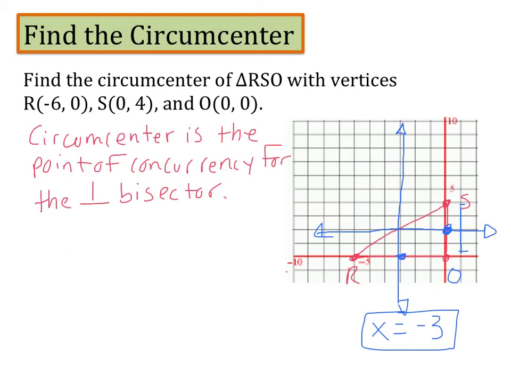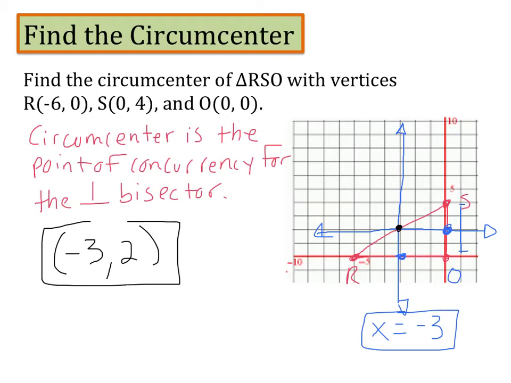Now I already know that these are going to all intersect right here. So all I have to find is what that point is, which is pretty easy. I just count over. And it's negative 3, 2. So this is the circumcenter of triangle RSO.